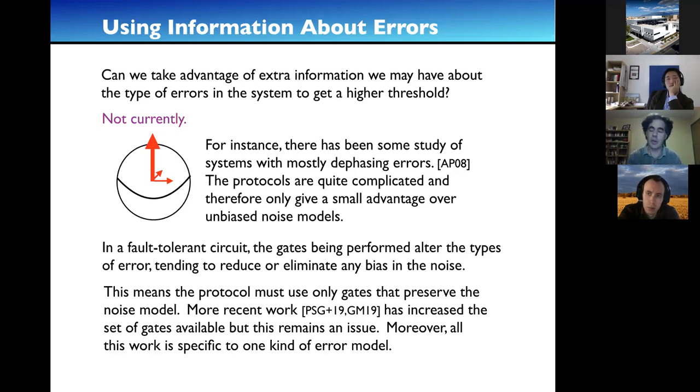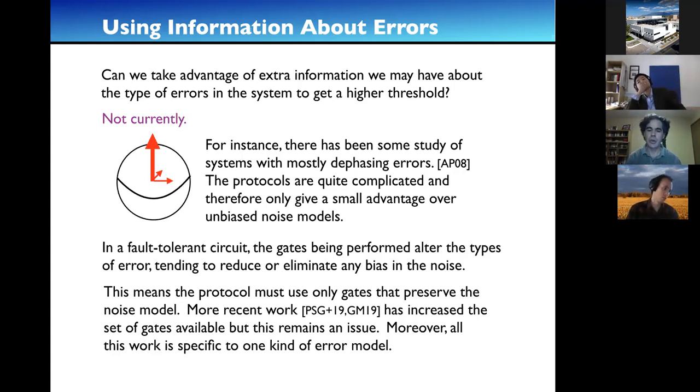And this is certainly a common type of error in real systems. People have invented some protocols that can see an improvement for dephasing errors, get a better threshold if you have mostly dephasing errors. The thing is, these protocols are a lot more complicated than the regular protocols, which are already pretty complicated. And they only give a modest advantage.